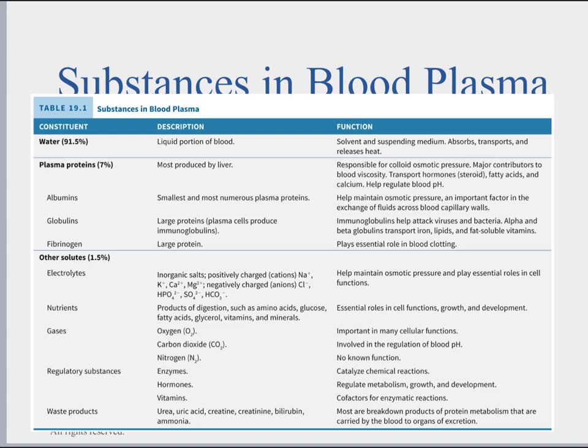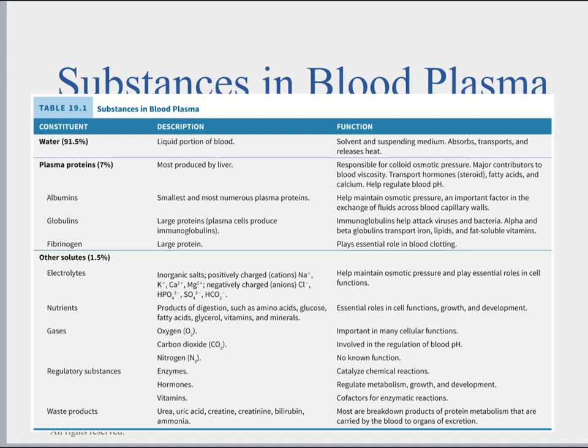Table 19.1 is going to elaborate on some of the substances in the blood. So let's look at this, and we're going to talk about it in a little detail. So water, that roughly 92% of the plasma is the liquid portion of our blood. It's a solvent and suspending medium. We're suspending all of our other formed elements and proteins and whatnot. And it's going to absorb, transport, and release heat.